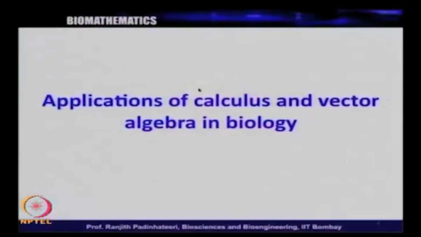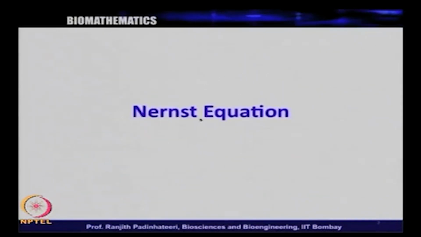So, today we are going to discuss applications of calculus and vector algebra in biology, and the concept we are discussing is called the Nernst equation. This is an equation that relates the potential across a membrane to the concentration of ions.